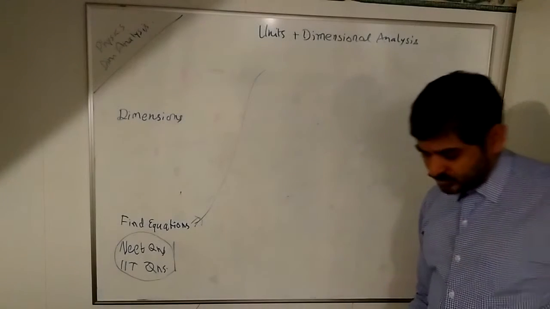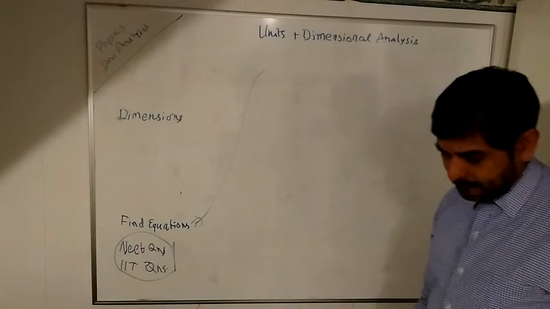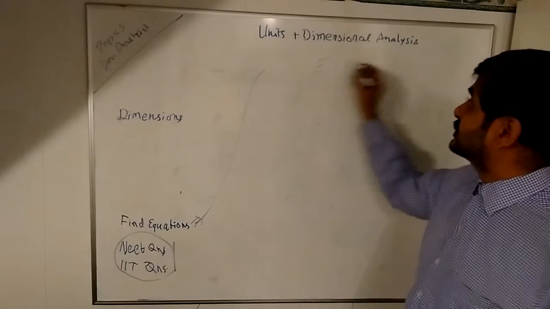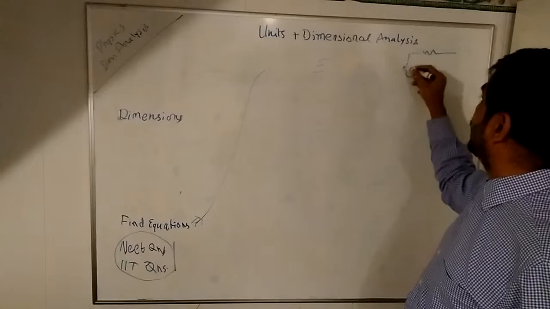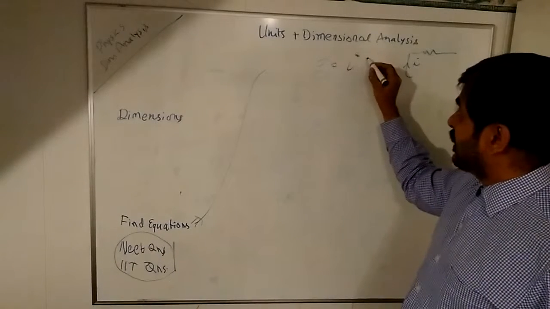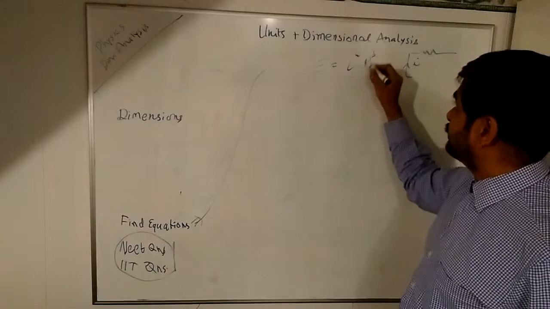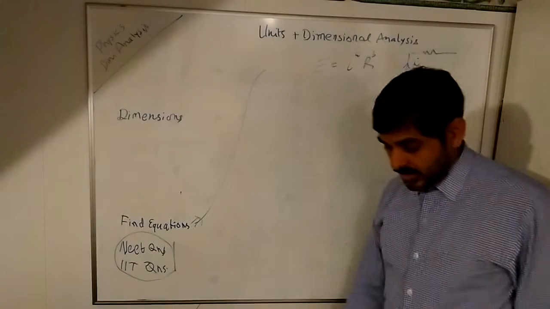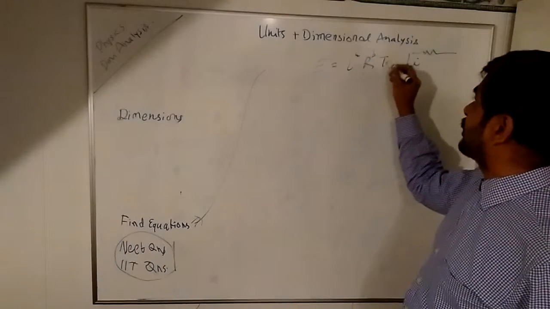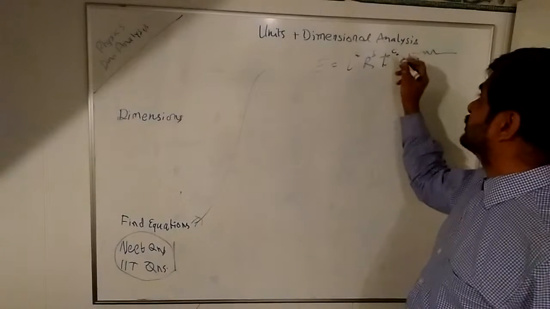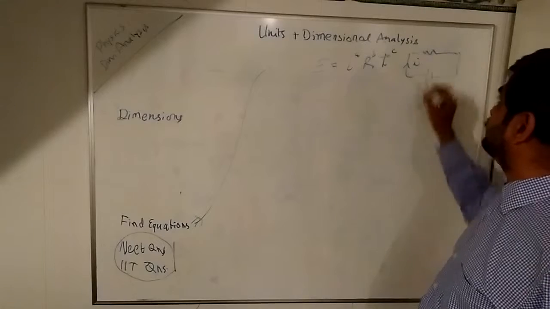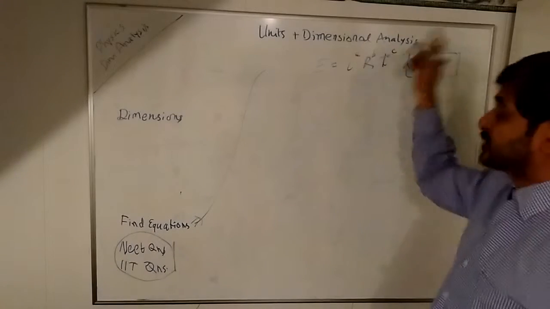Let's do another problem from the electrical engineering field. We are given that the energy in a resistor, this is a resistor, and there is a current I flowing into it, and this energy depends upon I to the power A, R to the power B, and time t to the power of C. So this is the energy in time t consumed in this resistor. We need to find out the dimensions of A, B and C.